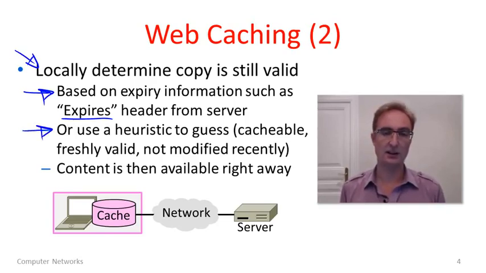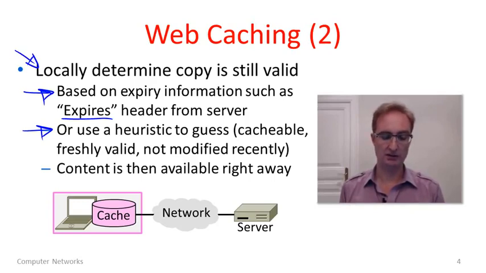Sometimes browsers will fall back on heuristics. This is not ideal in that these heuristics could get it wrong, but usually it's helpful in terms of performance. So a heuristic is just a rule that provides a guess. So if you were the browser and trying to guess whether a copy of content which is in the cache was still valid or not, you might look at several factors.